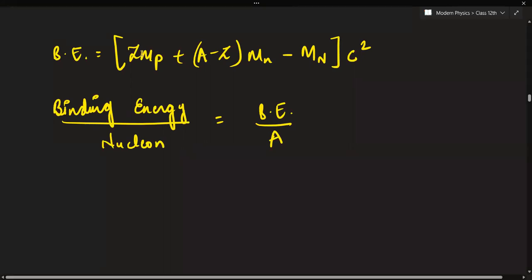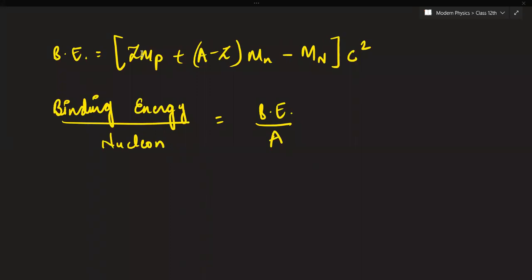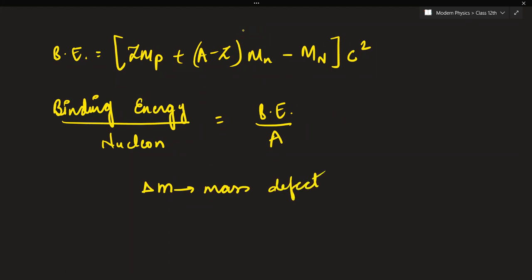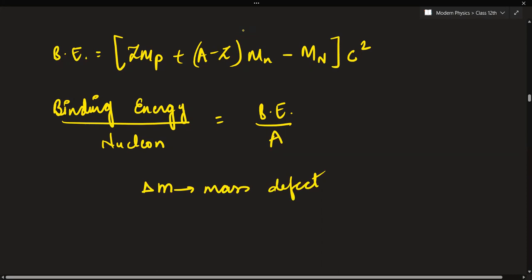One more thing, class. When you calculate delta M, whatever value you get is the mass defect. Delta M is the mass defect. Then you multiply by C square. C square is the speed of light whole square. C is the speed of light here.